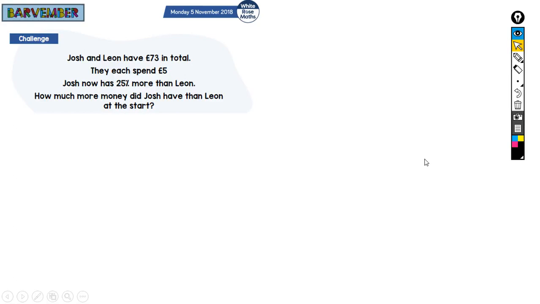Okay, a Barvember White Rose Maths bar modelling problem. And we have a question here. Josh and Leon have £73 in total. They each spend £5, and Josh now has 25% more than Leon. How much more money did Josh have than Leon at the start?